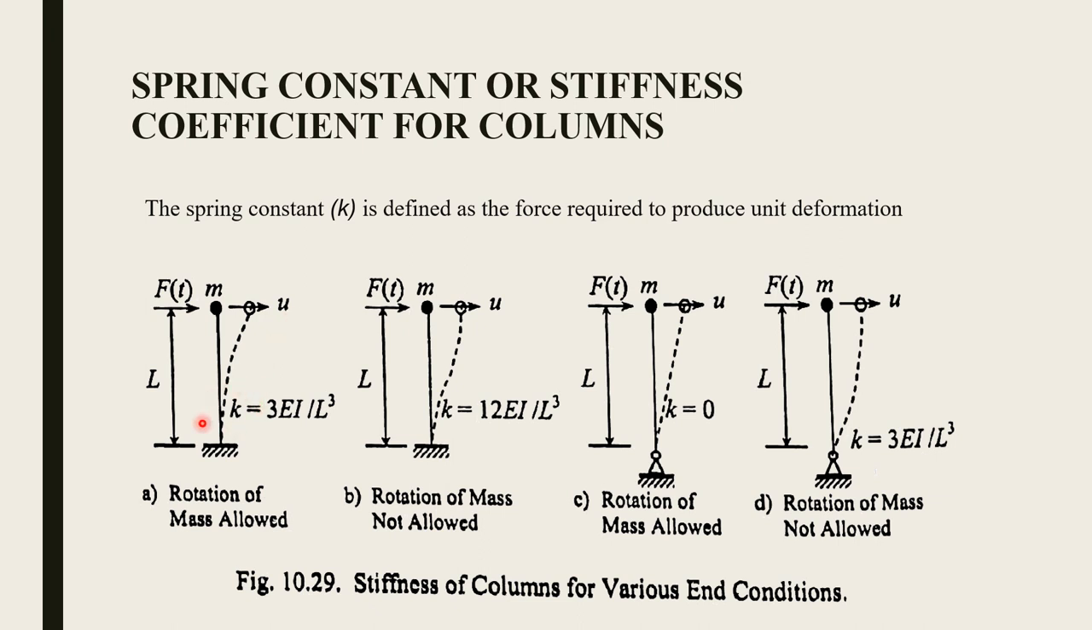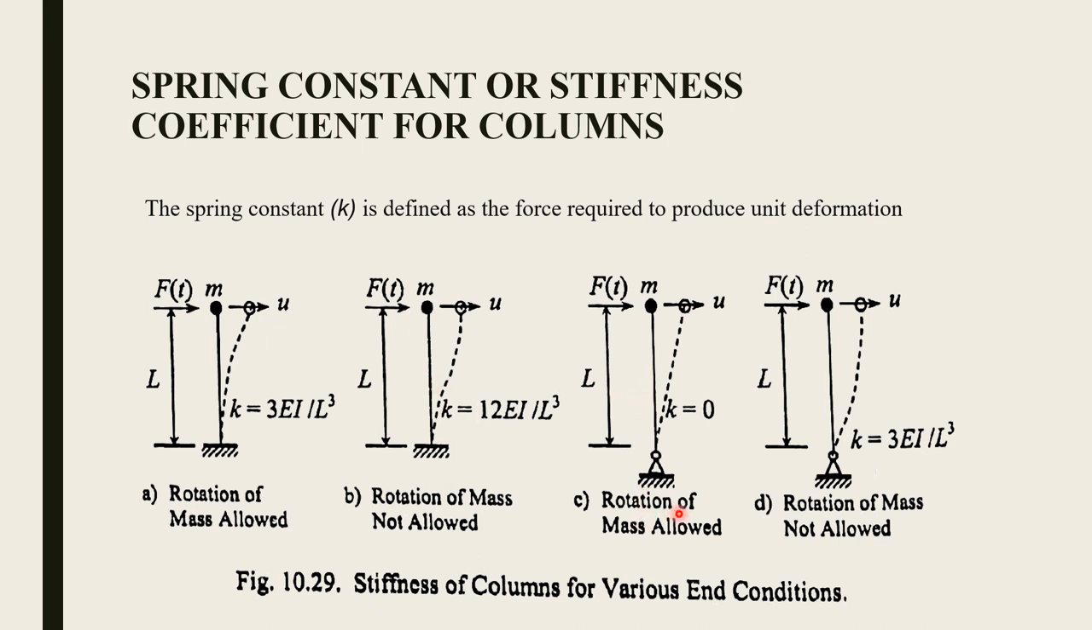If you want to calculate the stiffness, k will be 3 EI over L cube. If rotation of mass is not allowed, then k will be equal to 12 EI over L cube. Here E is the modulus of elasticity, and I is the moment of inertia of that section.